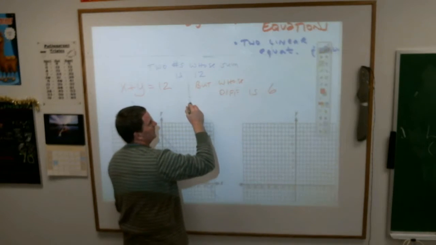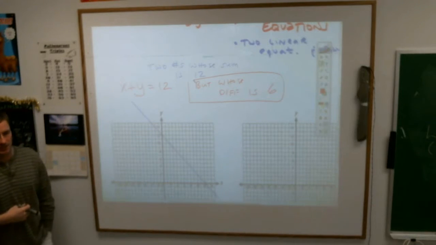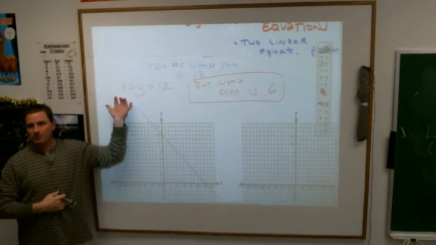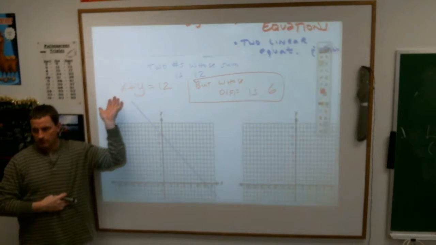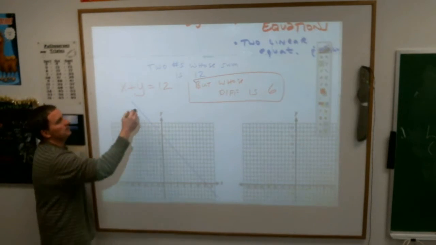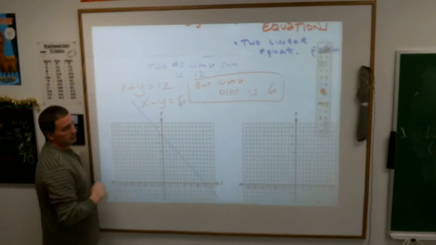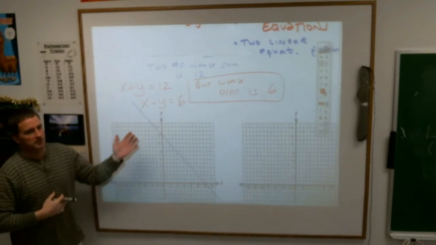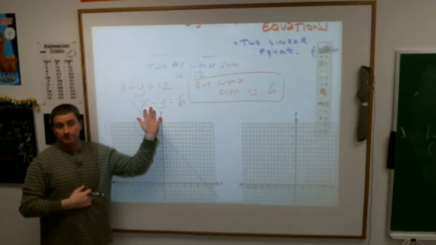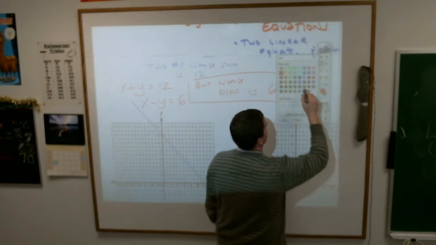What equation can I make from this? Two numbers whose difference is 6, using these same letters. The word difference means what, Sam? Subtract. So what would I do? X minus Y equals 6. Again, what form is this equation in, Zach Rice? Standard, so I can use x, y intercepts as I have done many times in my life.